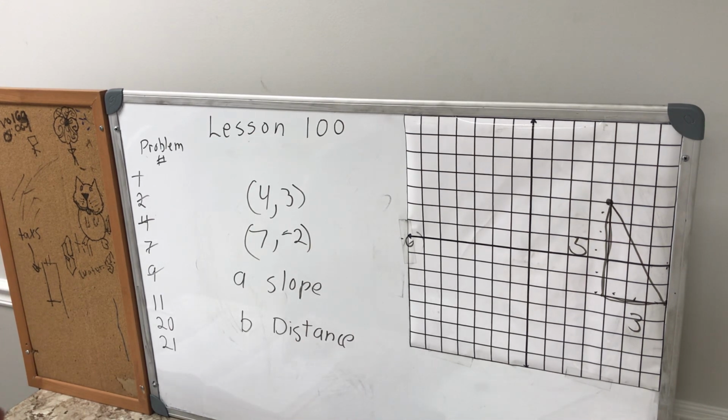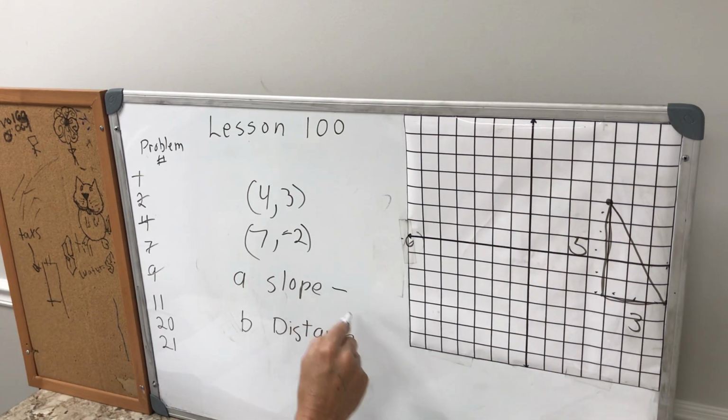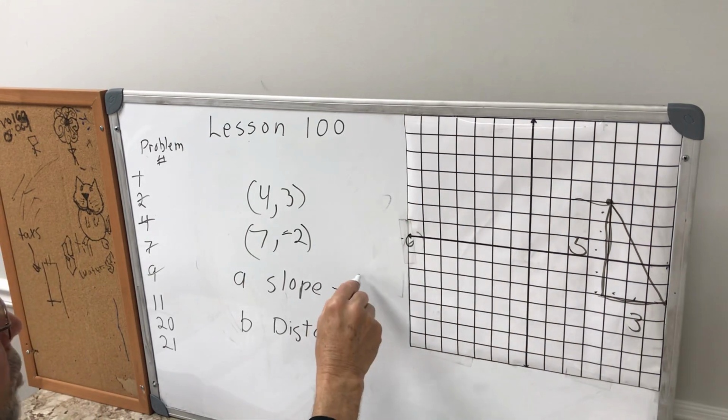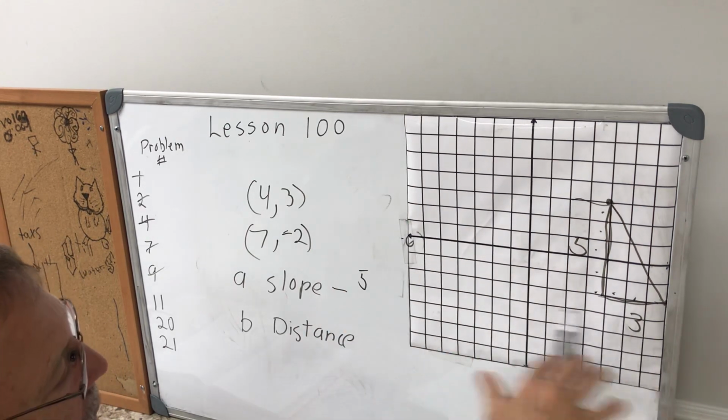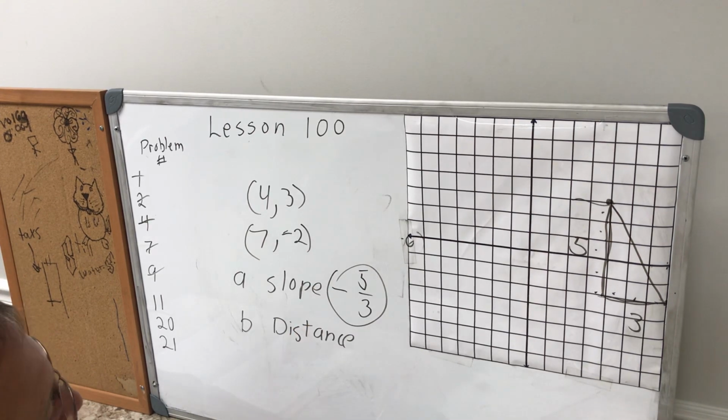So the slope, is that a negative or a positive line, the slope? It is a negative. And it's rise over run. Here, from here to here is your rise, that's 5. And your run is sideways, so that's 5 over 3. Your slope is a negative 5 over 3.